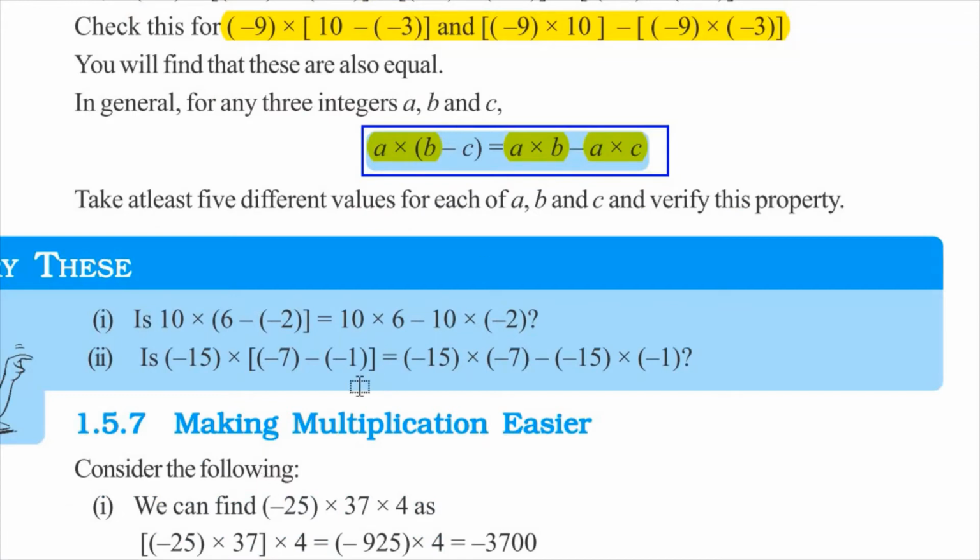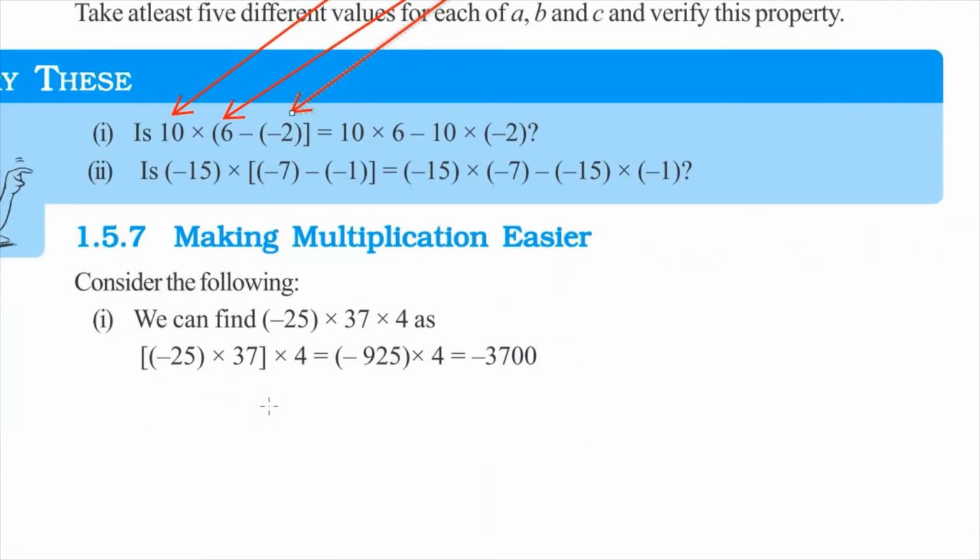So we have some more examples through which we can verify this property. Again, in this case, we have the value of a equal to 10, b equal to 6 and c equal to minus 2. You can see that this is the direct application of this property, so you can be sure that this is true. You can also find their values individually as LHS and RHS and then verify them.